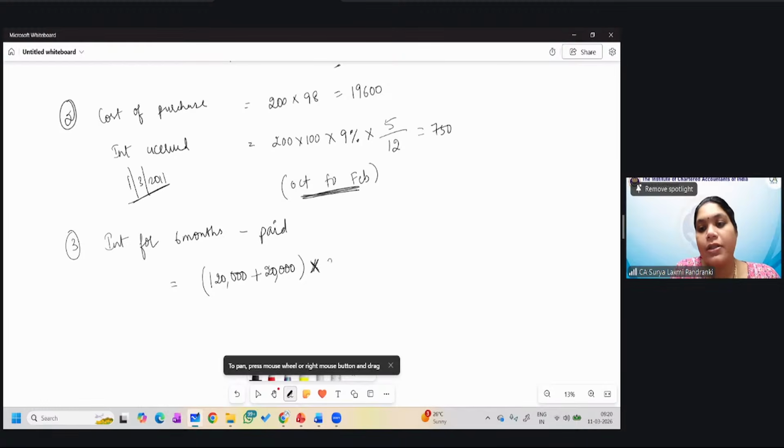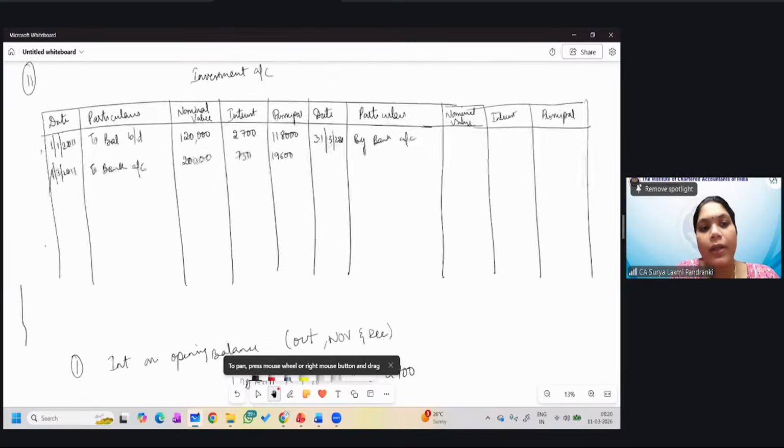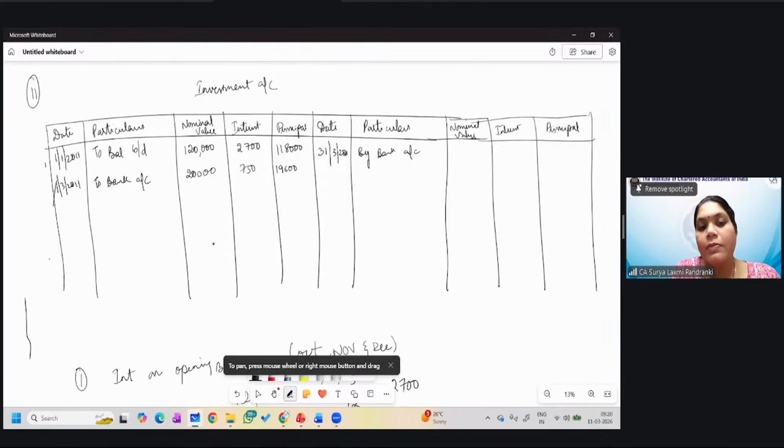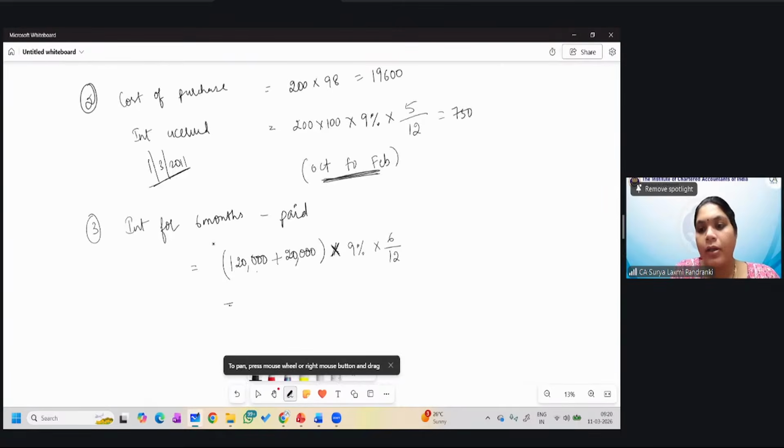Now, what is this interest? 9% is the interest into 6 by 12. I have taken 1,20,000 and 20. How did I get 1,20,000 and 20? 1,20,000 was my opening balance, 20,000 was my purchase. So I've taken both of them together. And this is how much? 6,300.